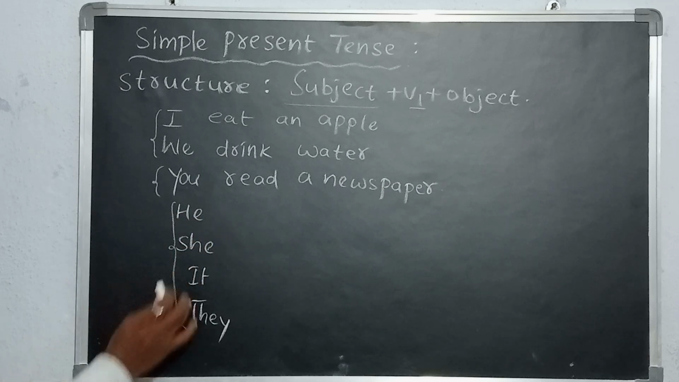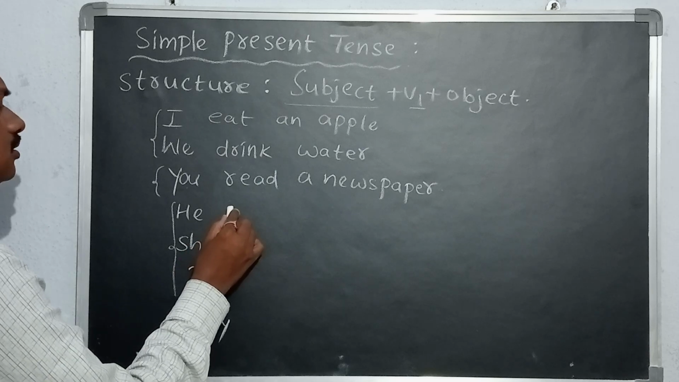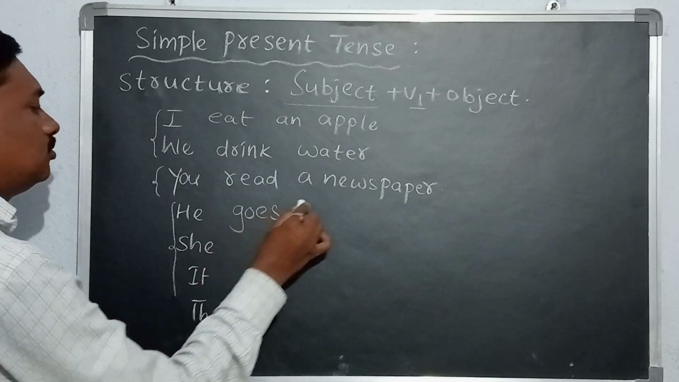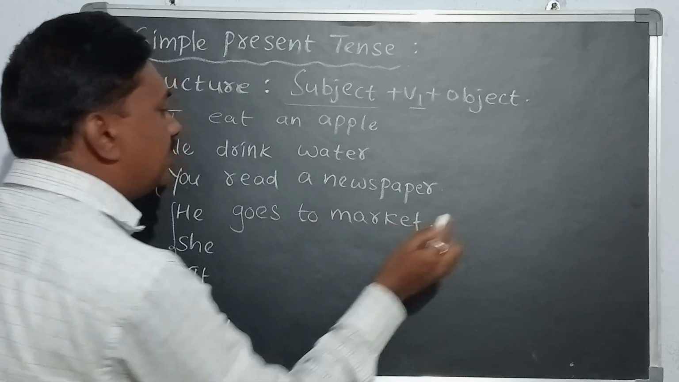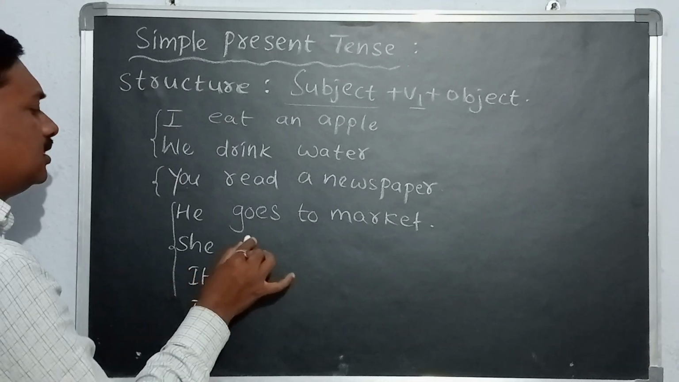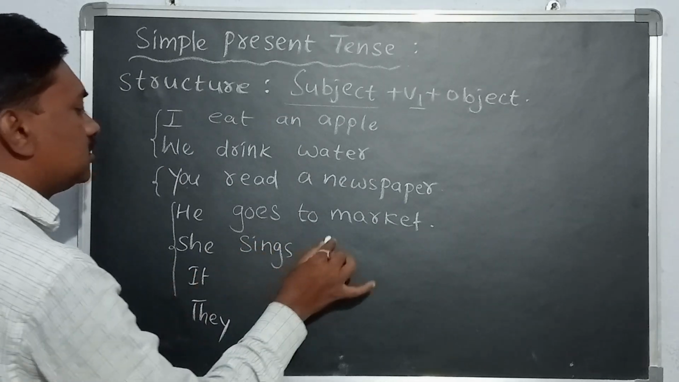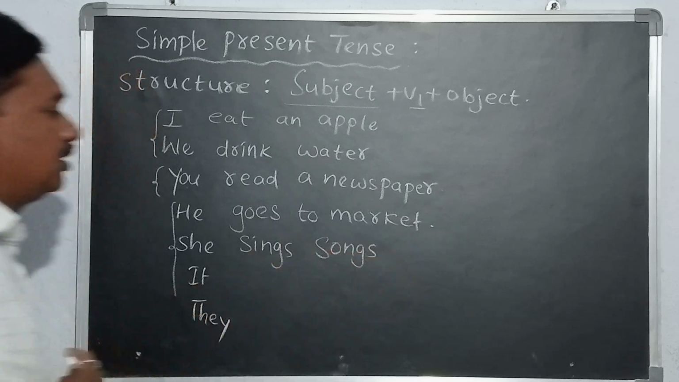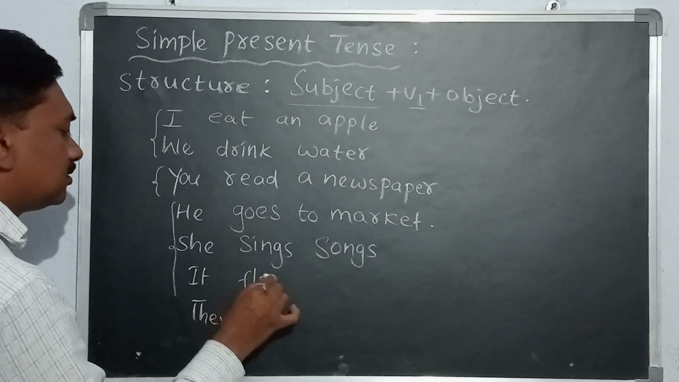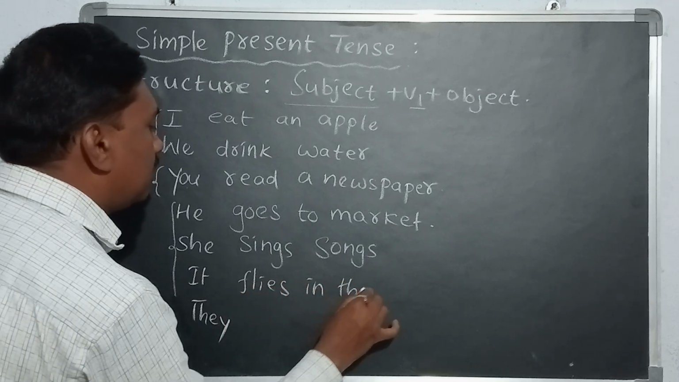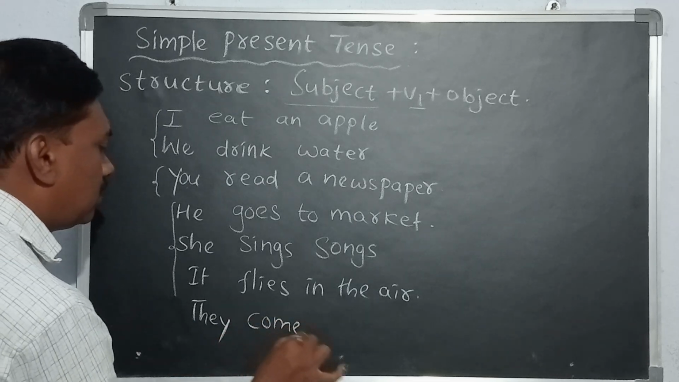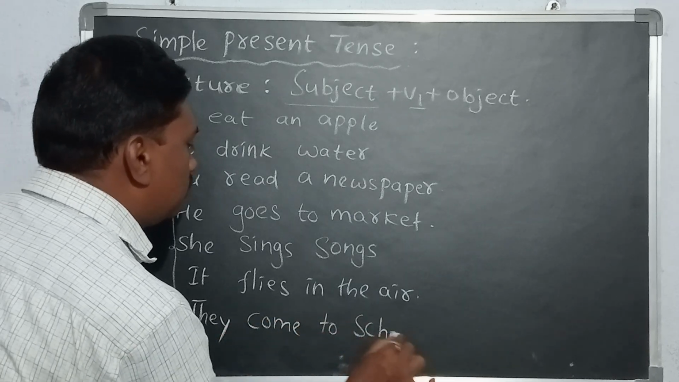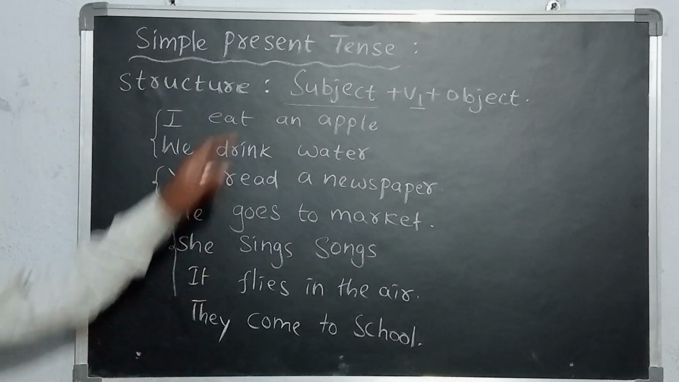Next, he goes to market. She sings songs. It flies in the air. They come to school. These are the sentences in simple present tense.